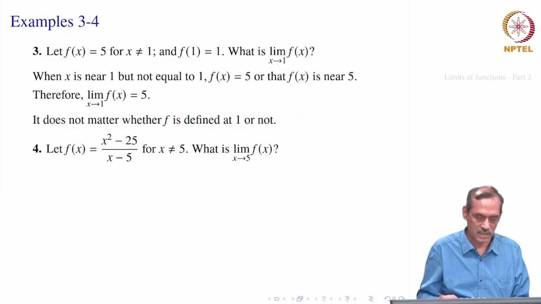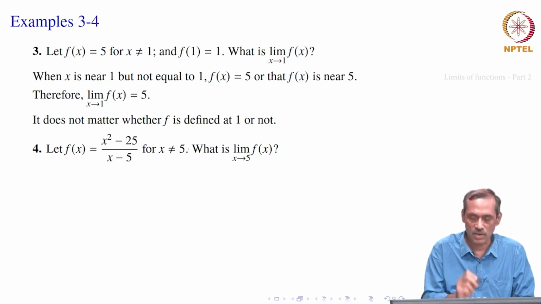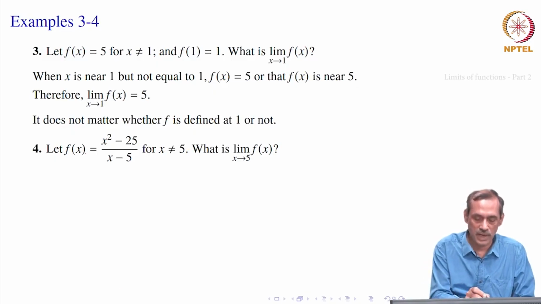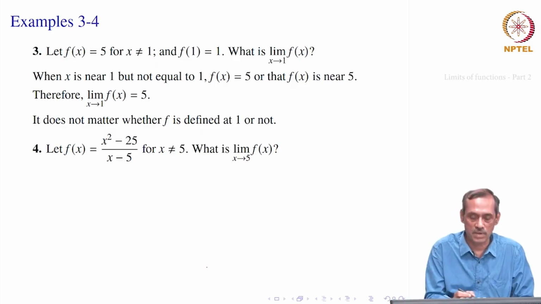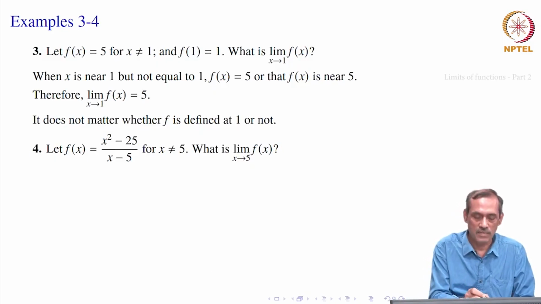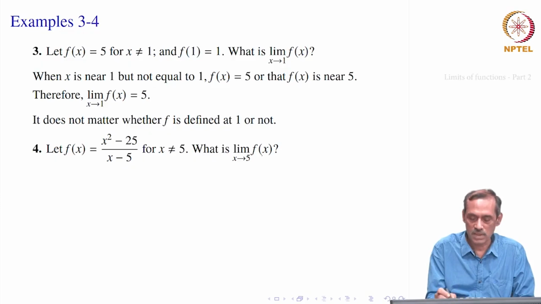Okay. So, let us take the next example. Now, here f of x is equal to x square minus 25 by x minus 5 for x not equal to 5, and f of x is not defined at x equal to 5, and we know it does not matter for computing the limit of f x as x goes to 5, at different points it might. So, what happens for this? How do you get this limit?